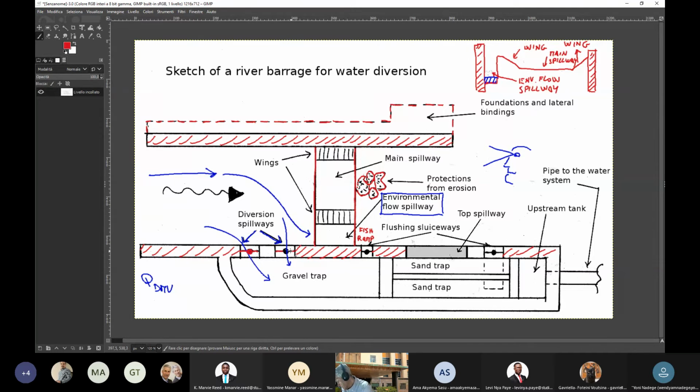We put gates to be able to interrupt the water diversion if needed. And I already explained to you the reasons why I may need to interrupt the water diversion. And these gates can be manually controlled or can be remotely controlled through motors. Okay, that's fine. Now, next question.